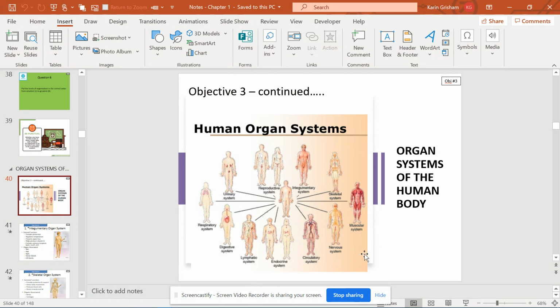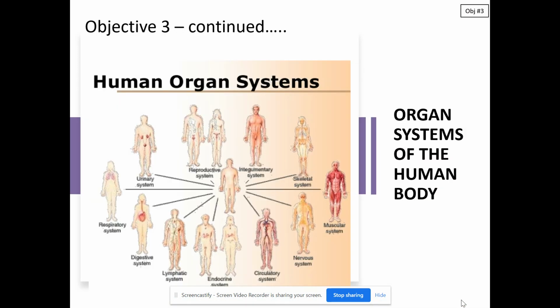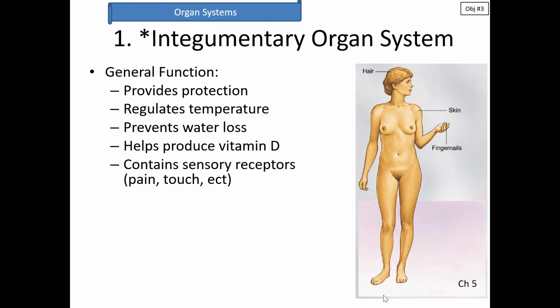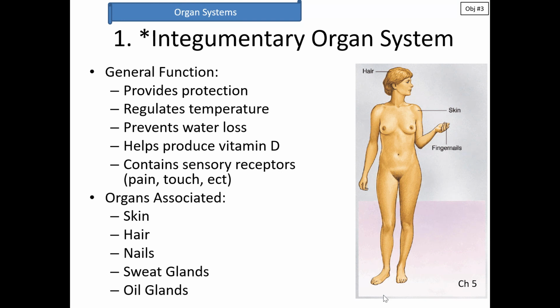Okay, we're going to talk about the notes for Chapter 1, Objective 3. This is going to be the 11 organ systems of the body. So what you're going to need to know are the functions of each organ system and the organs associated.